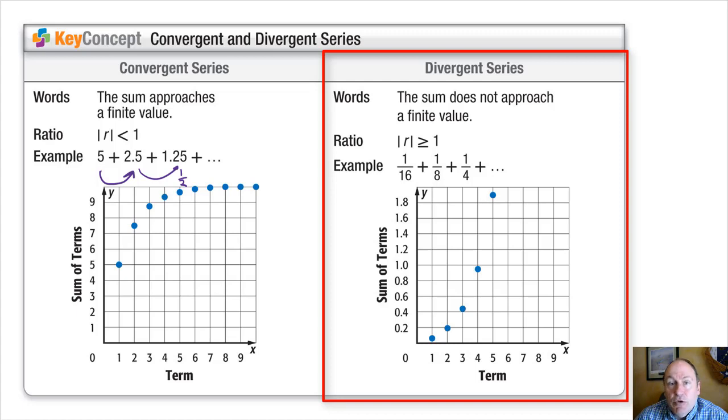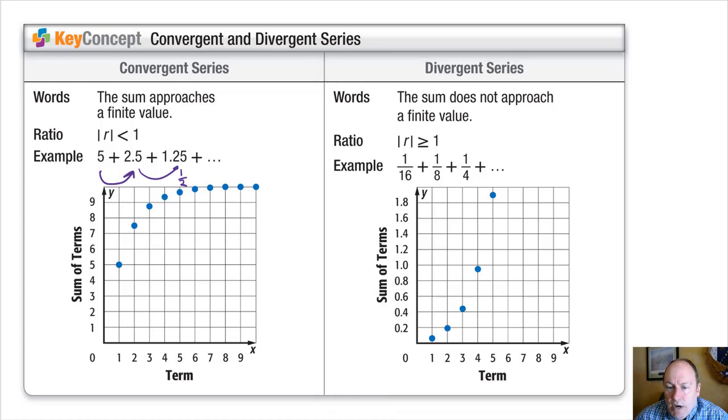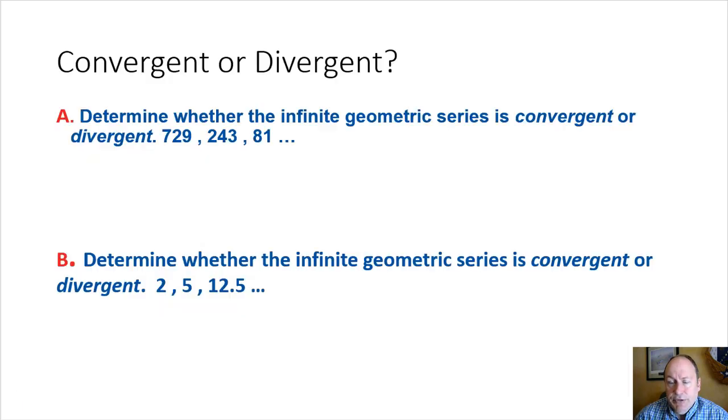If, however, the absolute value of that common ratio is greater than or equal to 1, then the geometric sum is going to approach infinity. It's never going to reach a finite value. So for example, this 1/16, 1/8, 1/4, it is actually getting multiplied by 2 each time. 1/8 divided by 1/16 is 2, 1/4 divided by 1/8 is 2. It is never going to approach a finite value. So the way to test it is strictly looking at that r value.